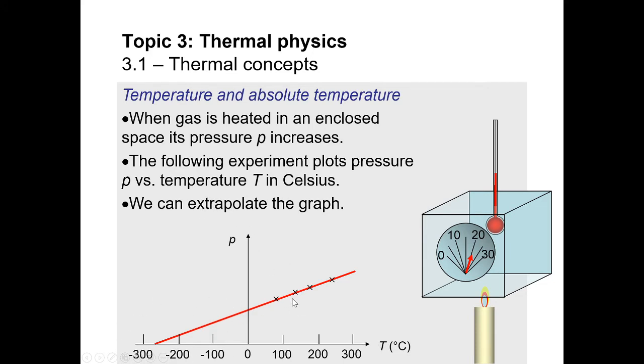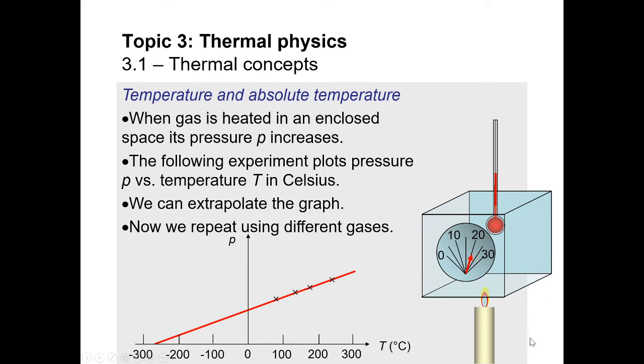Interpolation, on the other hand, means obtaining data values between the data points that currently exist. Extrapolation means obtaining data points outside those that currently exist. So this is why we extended the graph all the way down to where P is equal to 0, on the T-axis.